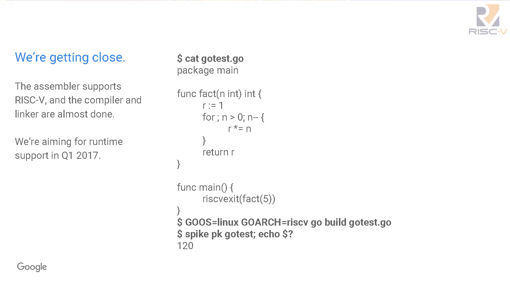In the meantime, you can actually compile and run basic, relatively simple Go programs. If you've got something like this factorial program, we can write this, run it through the Go compiler, and run it under Spike, and it will actually do the right thing. So this has been very satisfying, actually seeing us get to the point where we can run real programs that we've written in Go.